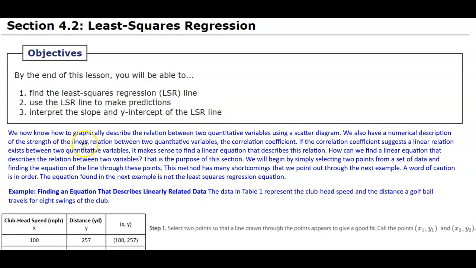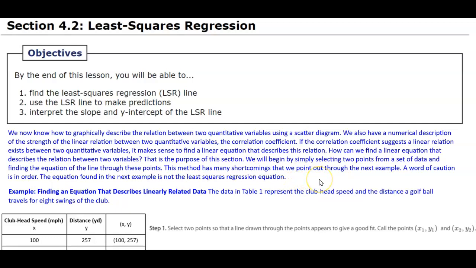We now know how to graphically describe the relation between two quantitative variables using a scatter diagram. We also have a numerical description of the strength of the linear relation between two quantitative variables, the correlation coefficient. If the correlation coefficient suggests a linear relation exists between two quantitative variables, it makes sense to find a linear equation that describes this relation. How can we find a linear equation that describes the relation between two variables? That is the purpose of this section.